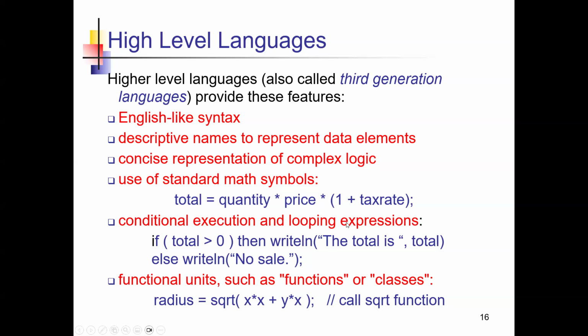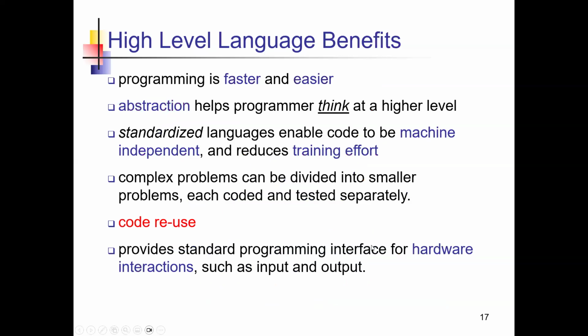Then looping, if we want to do something over and over again. For example, I want to find the sum of numbers from 1 to 2000. I don't want to write 1 plus 2 plus 3 up to 2000. So I may write a loop to execute 2000 times, and I write only one line of code to add the values. So also we have functional units, such as functions or classes. In the future, we may discuss this.